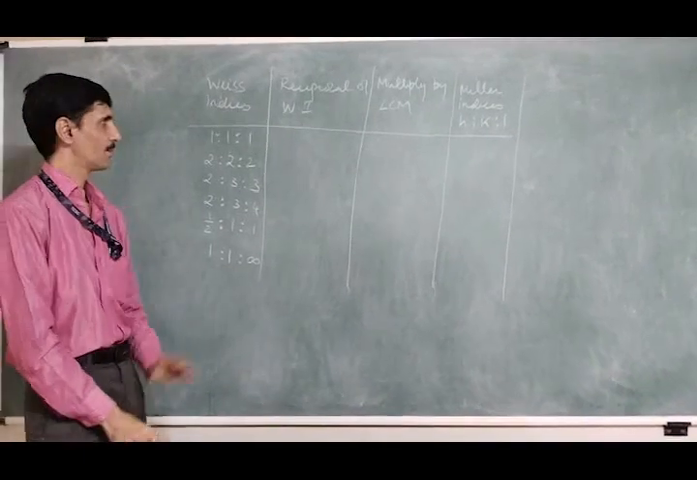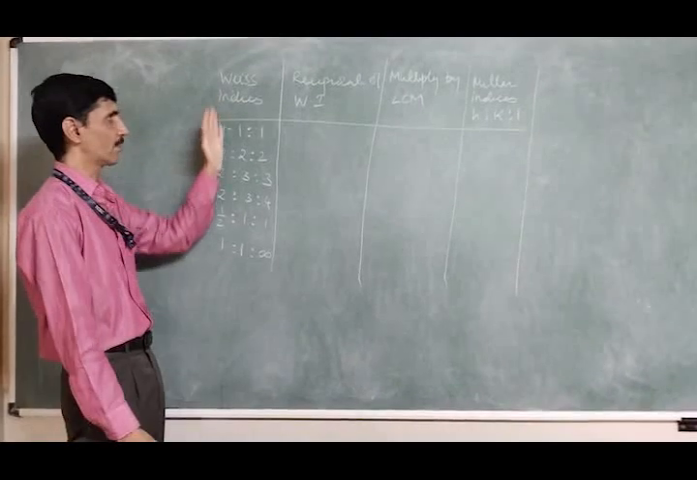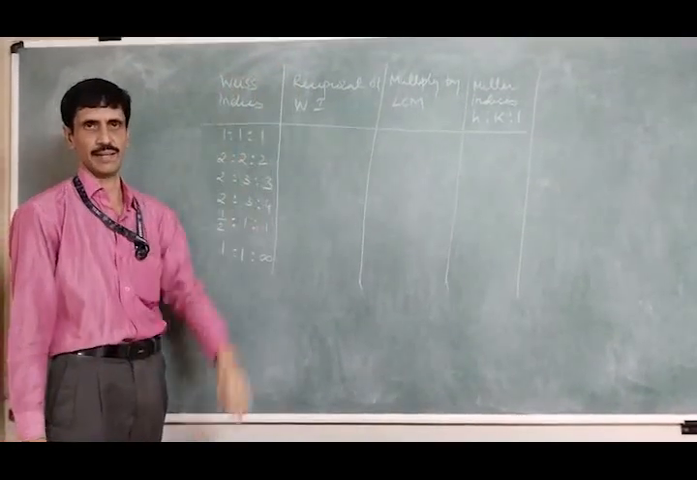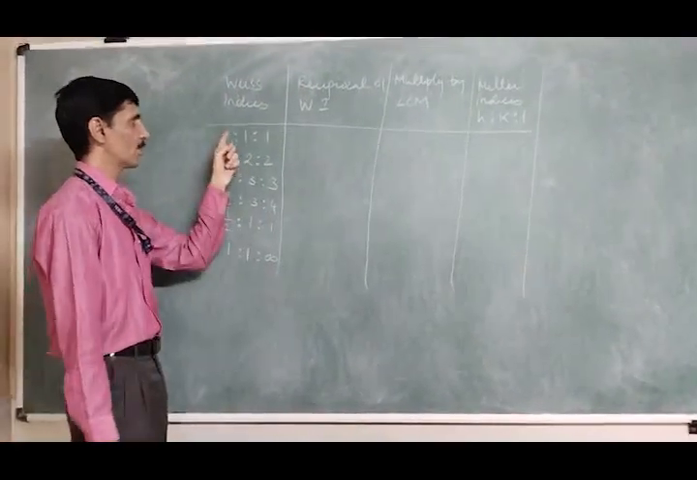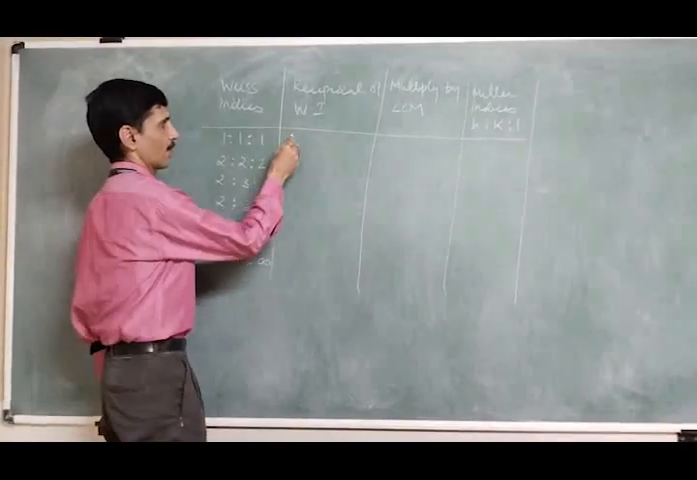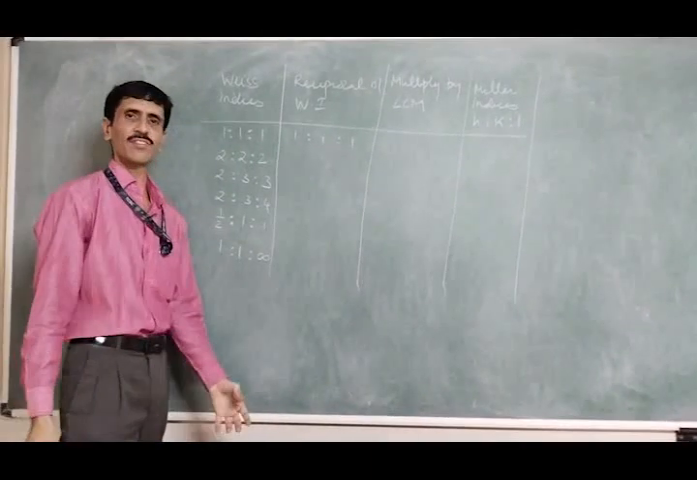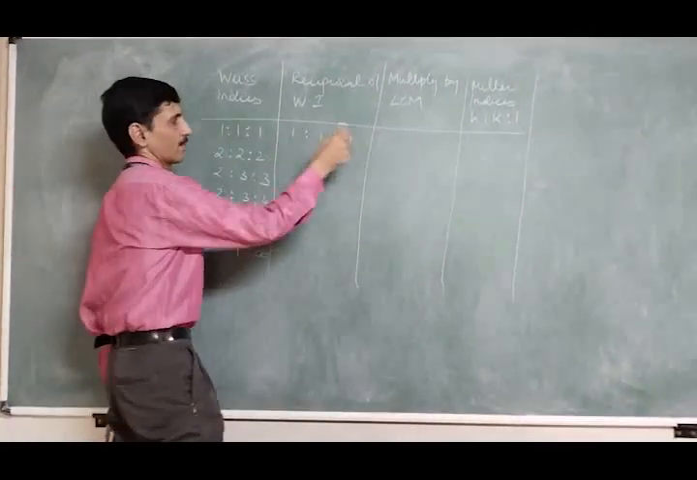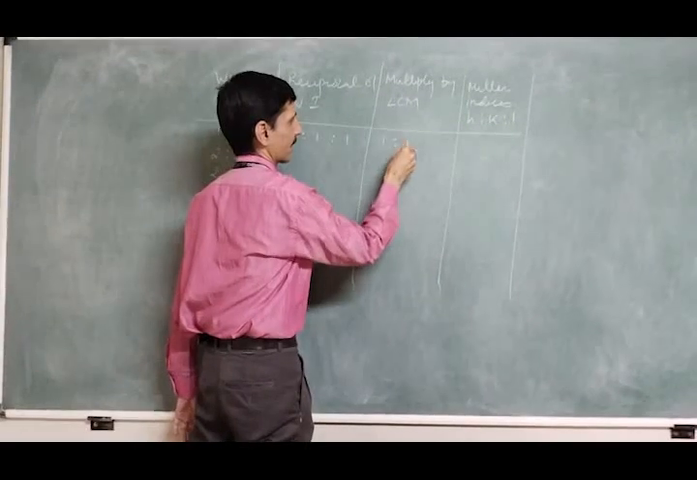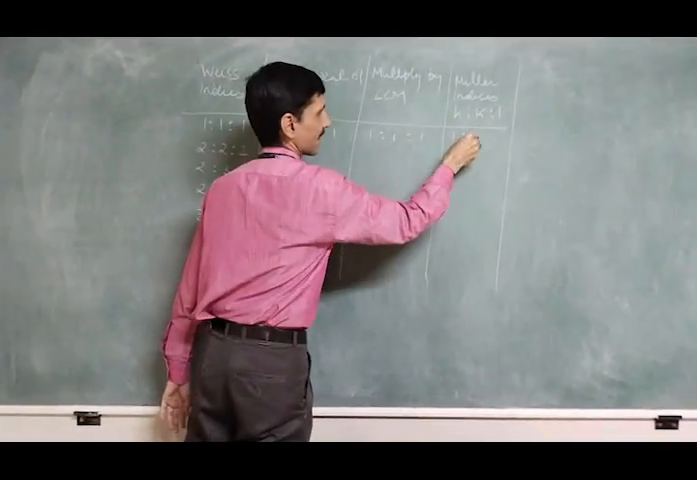Yes, my dear friends. Now, as I was telling you, I'll give you examples so that you understand how the Weiss indices can be converted into Miller indices. Okay? So, Weiss indices we have 1:1:1. So, you take the reciprocal, you get the same 1:1:1. The LCM of this is also 1. So, you multiply each of this by 1. So, once again you get the same 1. And that is the Miller indices.